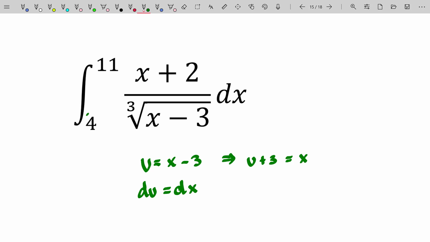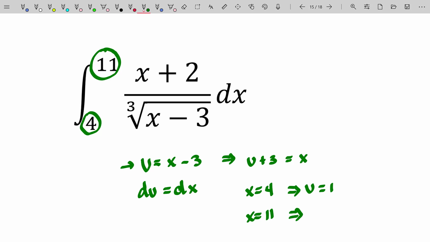The last thing I'm going to do is trade out these limits of integration. If x is equal to 4, then u is equal to 1. And if x is equal to 11, well then, u is equal to 8. Let's go ahead and perform all of those substitutions.